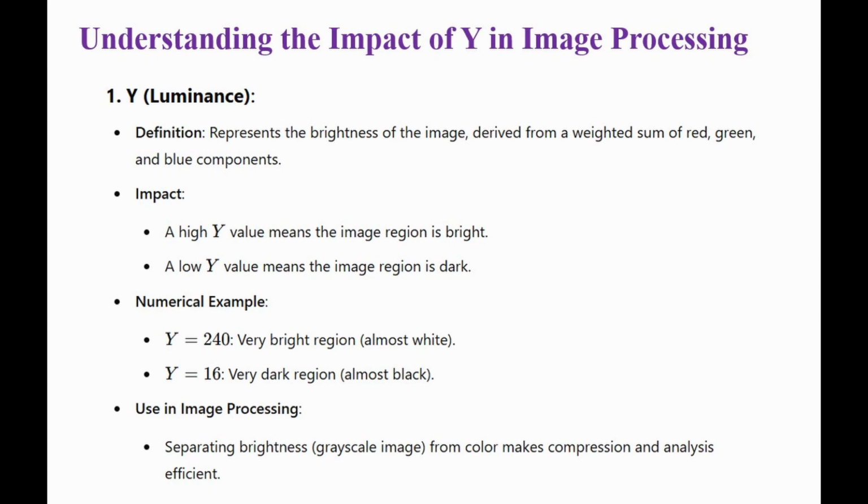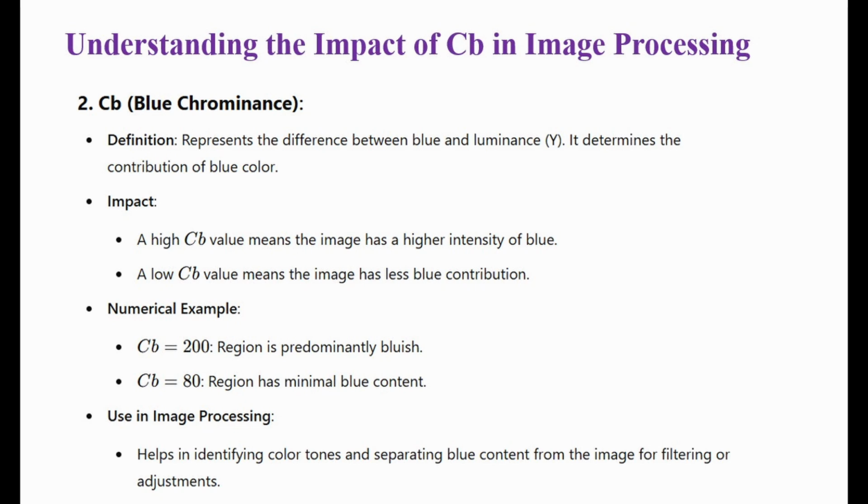grayscale image analysis. The Cb blue chrominance and Cr red chrominance components in the YCbCr color model represent the color differences. Cb captures the difference between blue and luminance, determining the intensity of blue in the image. High Cb, for example 200, means a more bluish region. Low Cb, for example 80, means minimal blue contribution.